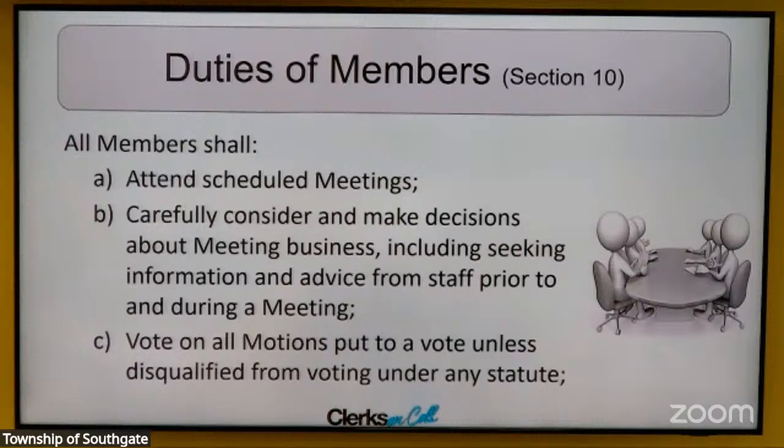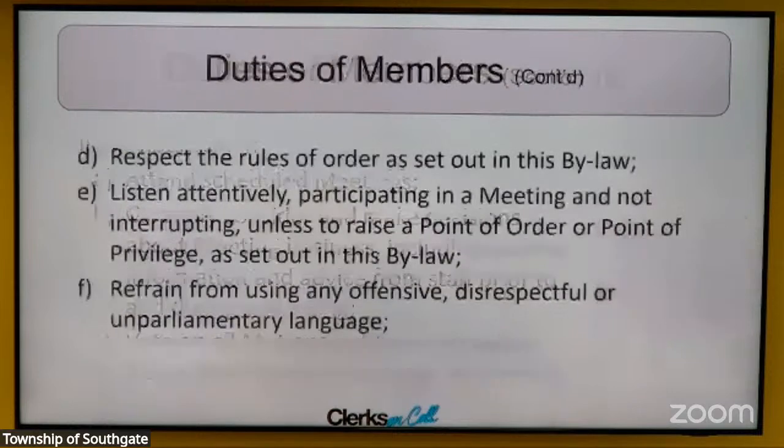You need to remember that staff are your subject matter experts, and they should be your go-to if you have any questions. All council members are to vote on all motions that are put to a vote unless they're disqualified from voting under any statute, and that might be conflict of interest.